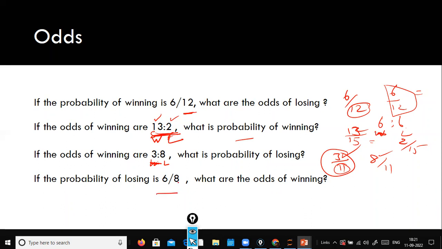Here the total possible outcome is 8. What is the remaining 2? That is winning. So 6 is to, or we can say 2 is to 6, right? In this case, what are the odds of winning? Yeah, 2 is to 6. There are 2 is to 6 odds that a person can win.